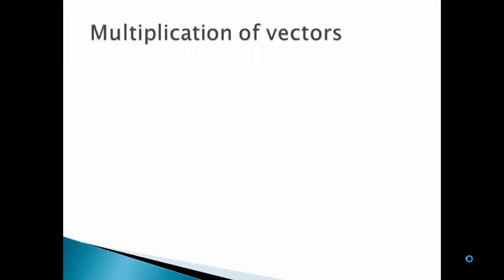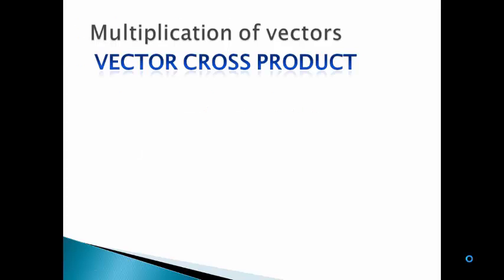Next in multiplication of vectors is vector cross product. Vector cross product is when you multiply two vectors and the resultant is also a vector quantity. Mathematically, A bar cross B bar will be equals to AB sin theta into n cap, where n cap is the unit vector along the direction of the resultant vector.